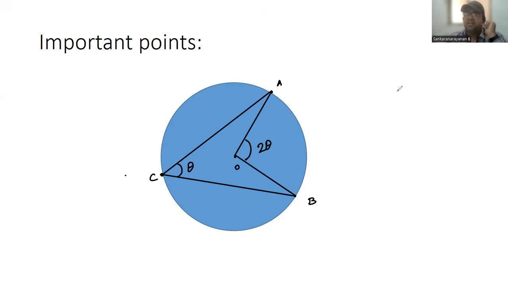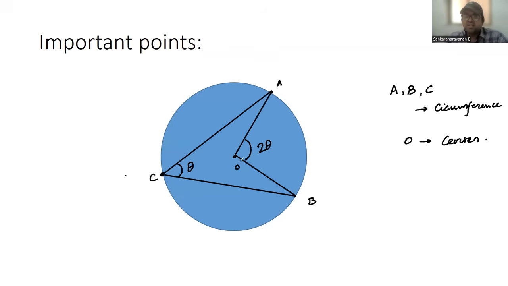The condition is that A, B, C lie along the circumference of the circle ABC, and O is the center of the circle. So the angle that is subtended at the center of the circle, if I say it is equal to 2 theta, then the angle subtended over here, ACB, will be equal to theta. Okay, so that is another result which you have to keep in mind.